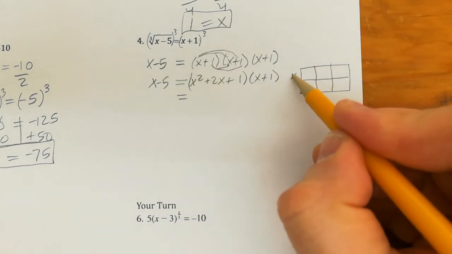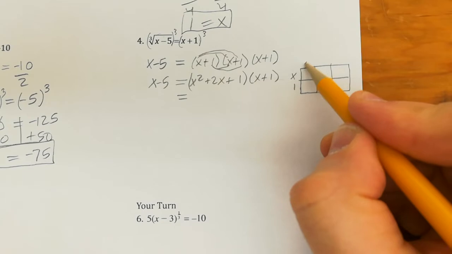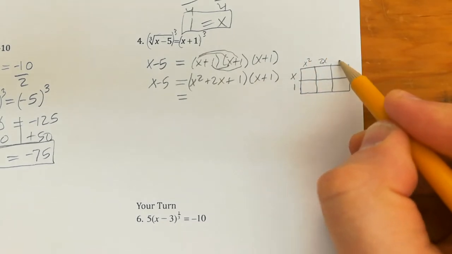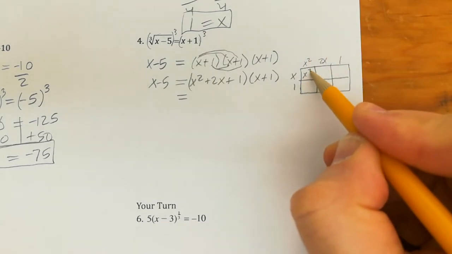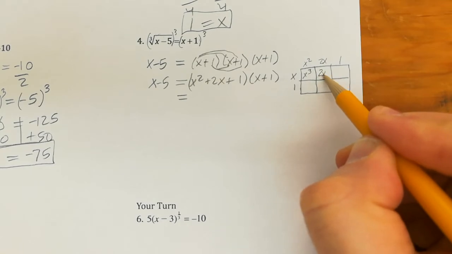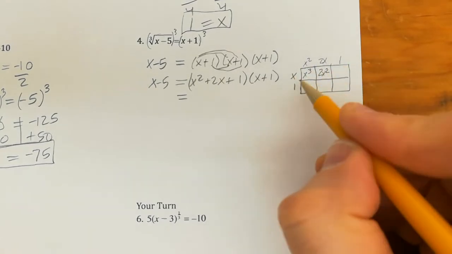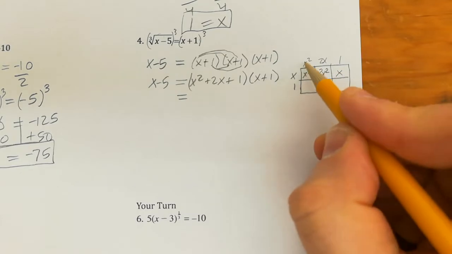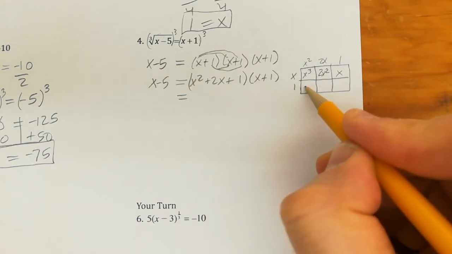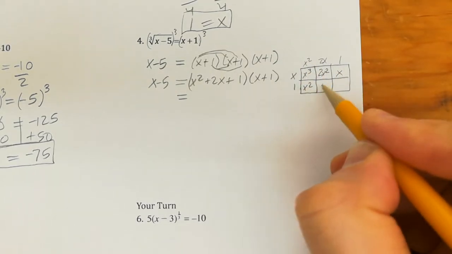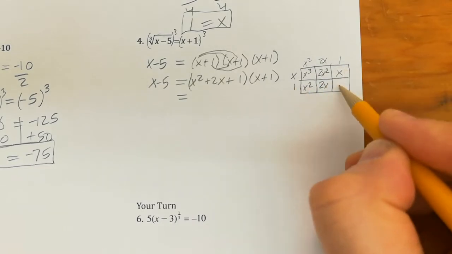And then here, x and 1 from the x plus 1, and then x squared, 2x, 1. So we'll get x to the 3rd, 2x squared. You're just multiplying the rows and the columns here. X, and then this would be 1 times x squared, 1 times 2x, and then 1 times 1.